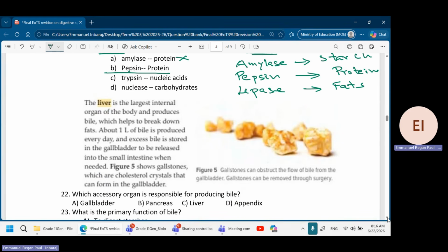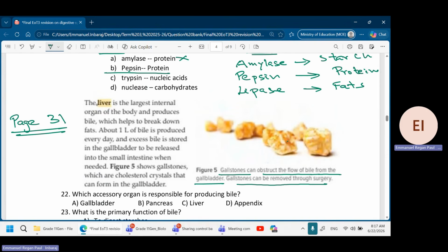Now I want you to turn to page number 31. This question is going to be from page number 31, and it will be on the gallstones. You see, the gallstones can obstruct the flow of bile from the gallbladder. Remember, gallstones can be removed by surgery. So these are gallstones. Where are they found?